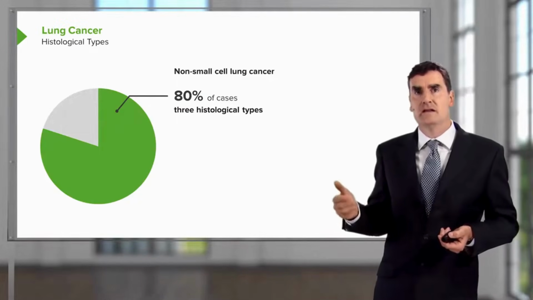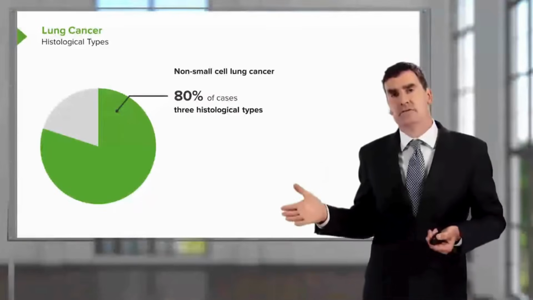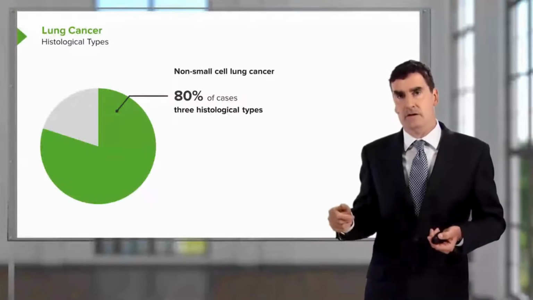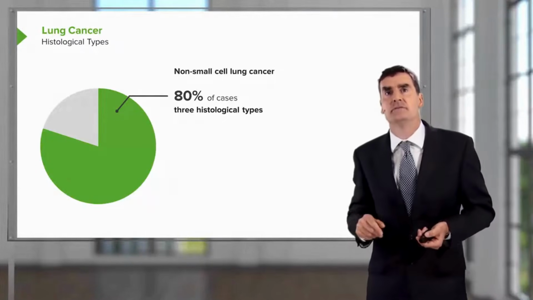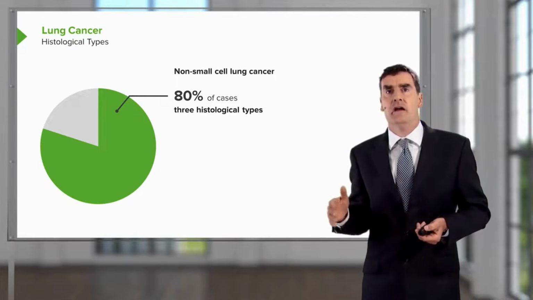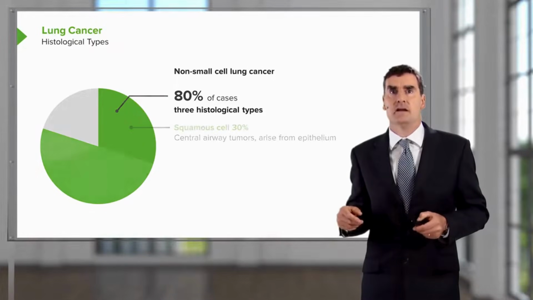There are 2 main histological types of lung cancer. The first is called non-small cell lung cancer, and that accounts for 80% of the disease. And this is further subdivided into 3 categories.